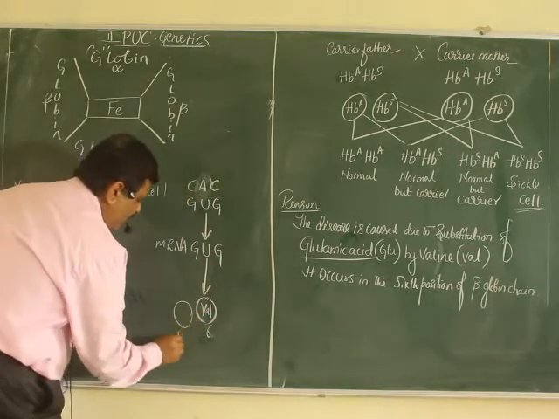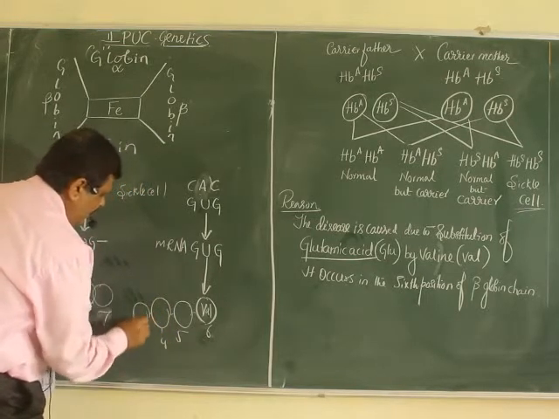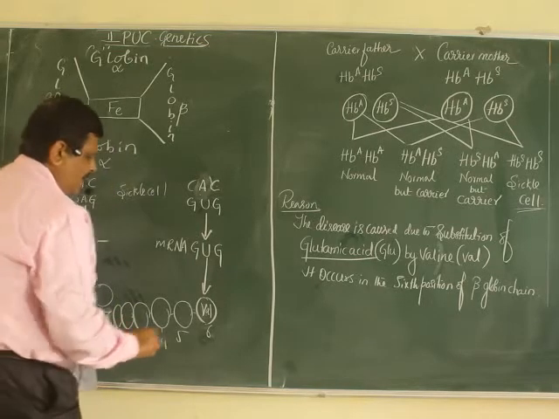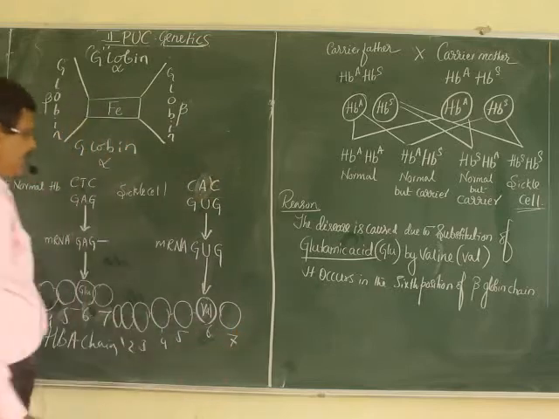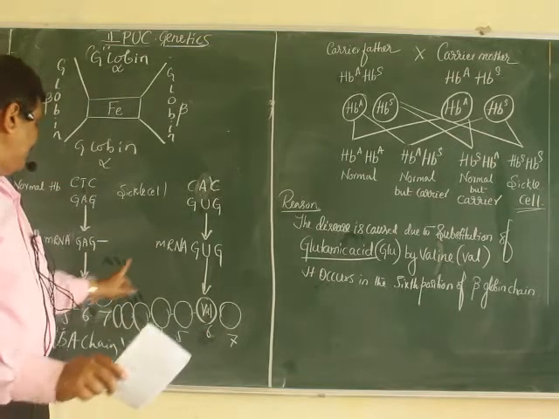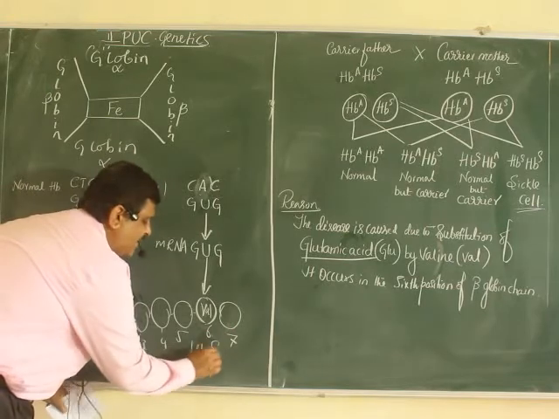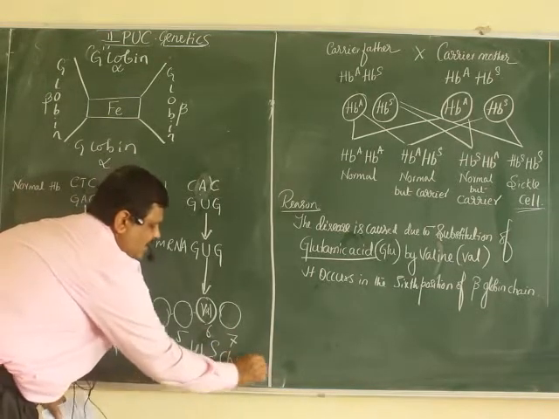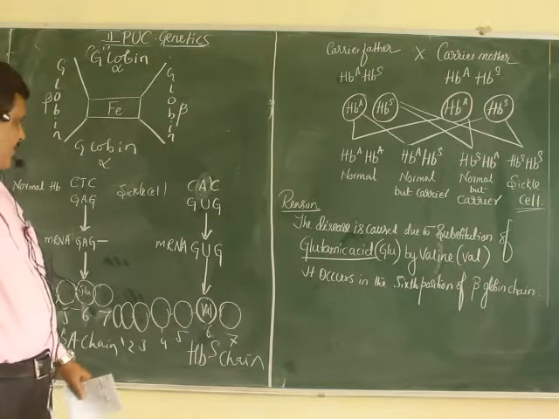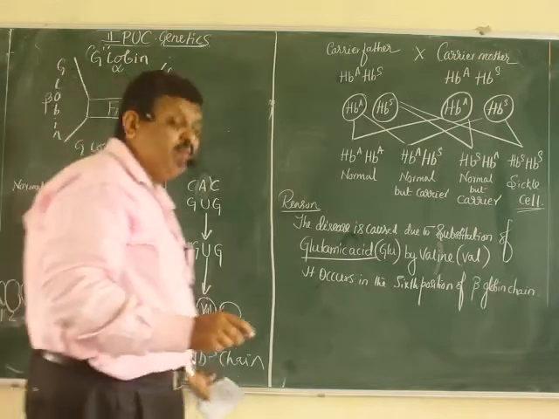The rest are the same. 3, 2, 1 and 7. So my dear students, all others are the same except the 6th position. So now I will call it the HbS chain. Is it clear? So these are all HbA chain and this is HbS chain.